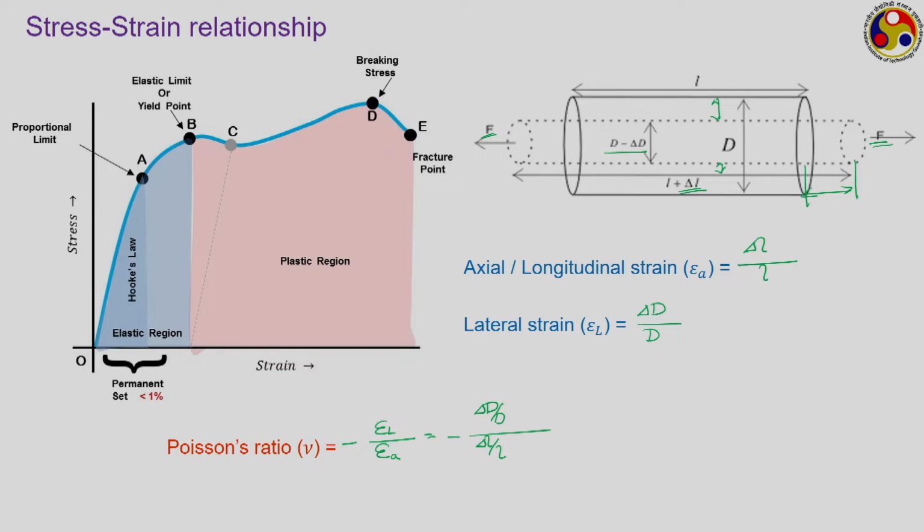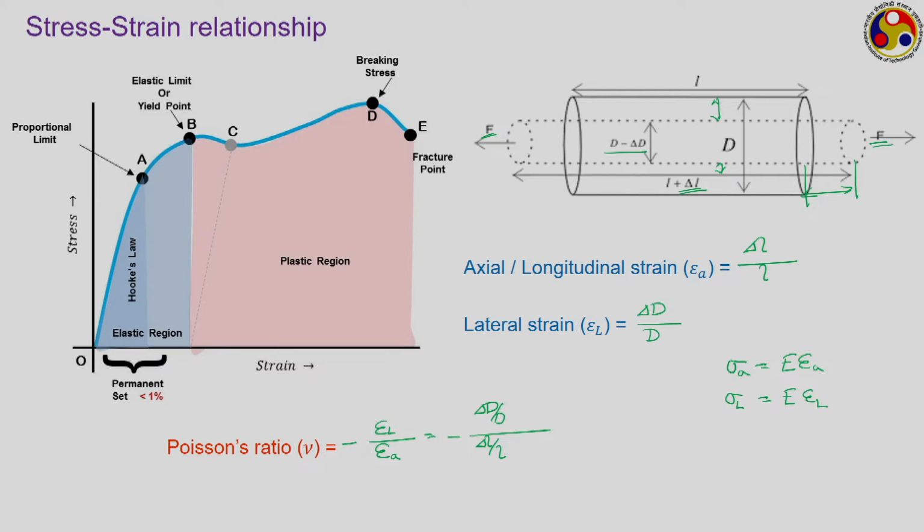Now, if we want to find the relation of these two strains, the longitudinal or axial strain and the lateral strain, with the corresponding stresses, as long as we are within the elastic limit, we can always make use of Hooke's relationship or Hooke's law. So, the stress in the axial direction, sigma A, will be the Young's modulus times the corresponding strain. Similarly, the stress in the lateral direction will be the Young's modulus times the corresponding strain epsilon L.